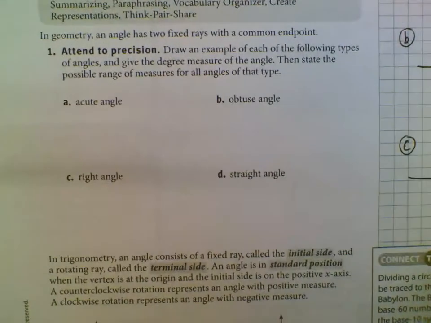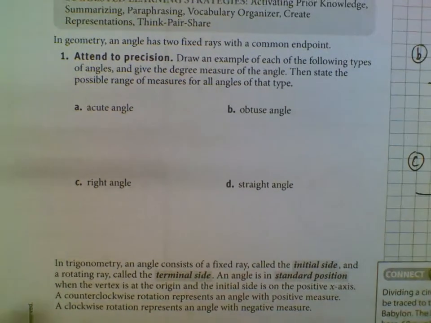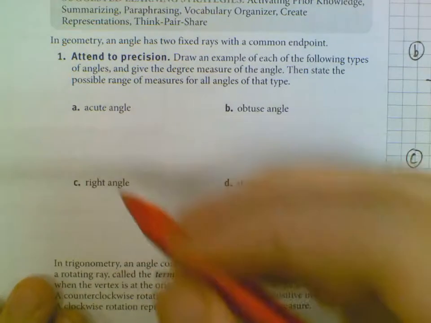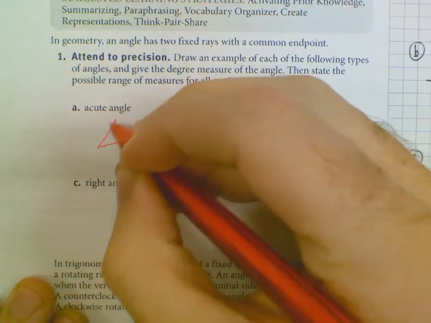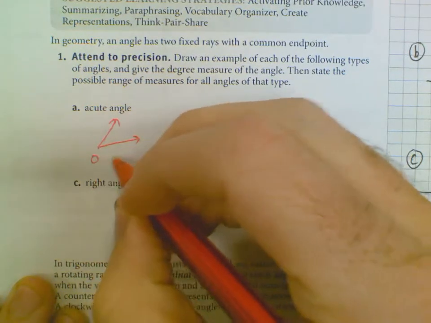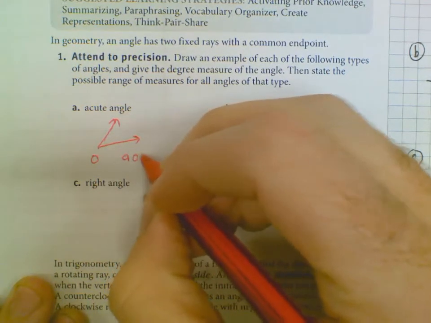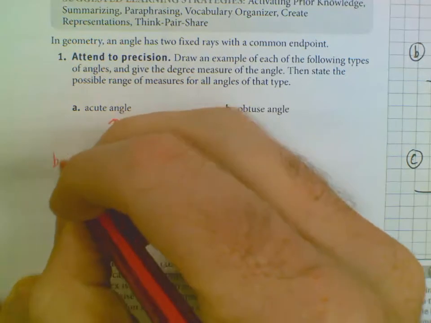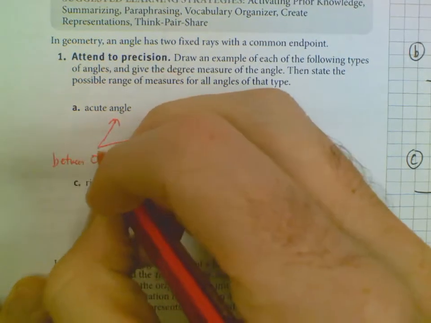Okay, so here we go. Some stuff you should know. This, easy. Acute angle, duh. Angle looks like this, okay? What could the possible degree measures be? Anything bigger than 0, less than 90, okay? So between 0 and 90 degrees.